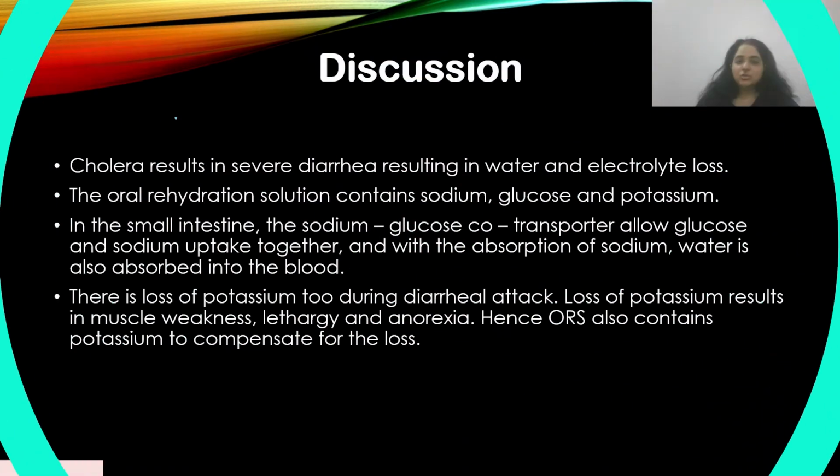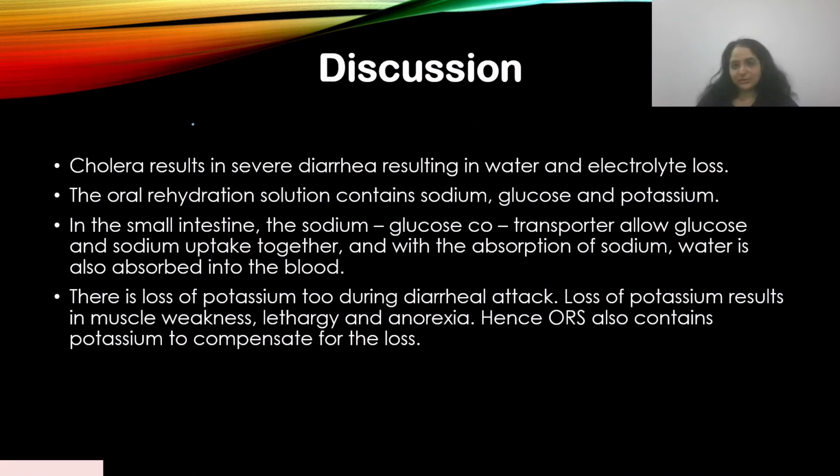Okay, so cholera results in severe diarrhea resulting in water and electrolyte loss. So this is what happens in cholera infection. So now usually oral rehydration therapy is given, which is basically oral rehydration solution given to patients, to recover from all the water and the electrolyte loss. Now how does that happen? Okay, so now oral rehydration solution contains sodium, glucose and potassium.